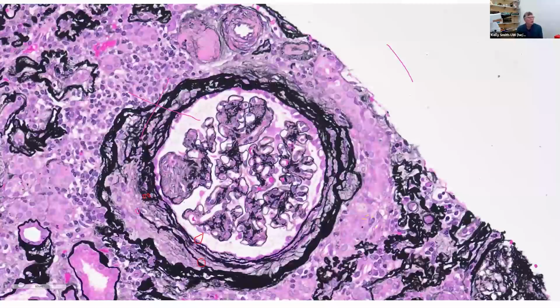So here's a glomerulus that's relatively uninvolved, and I guess I can probably get rid of these annotations somehow. Sorry, I got you there. Oh, you got me. Thanks.